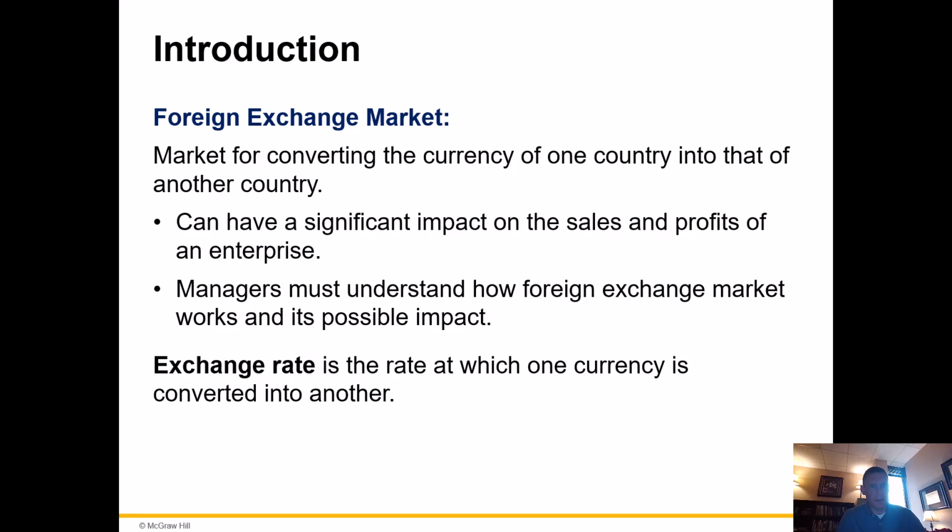All right, so the foreign exchange market, it's the market for converting the currency of one country into that of another country. It can have a significant impact on the sales and profits of an enterprise. Managers must understand how the foreign exchange market works and its possible impact, and of course, they generally do. Big companies often have whole departments to deal with this. An exchange rate is the rate at which one currency is converted to another.